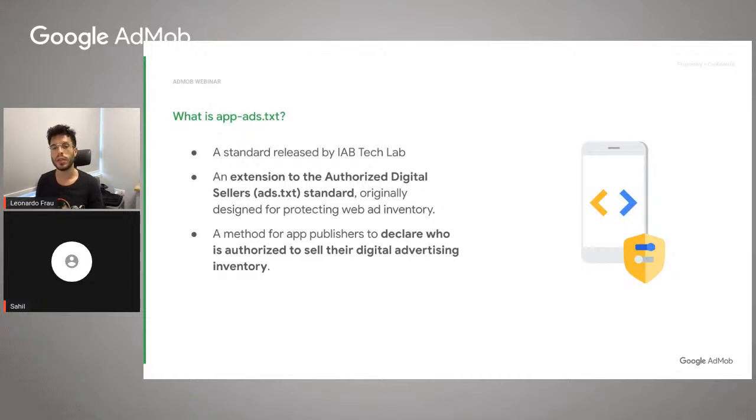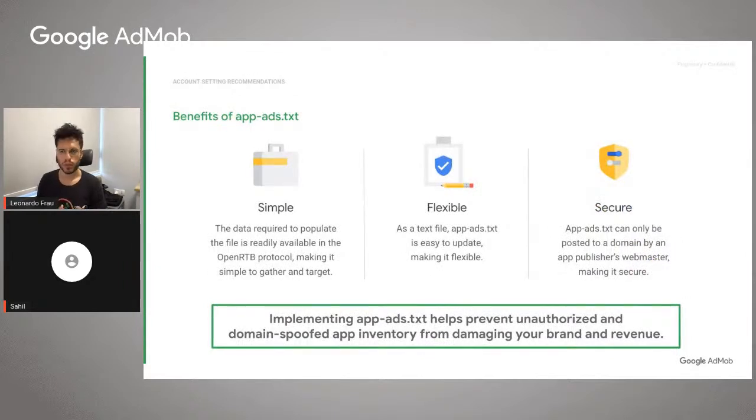Creating an app ads text file gives you more control over who is allowed to sell ads on your app and helps prevent counterfeit inventory from being presented to advertisers. So, which are the benefits of app ads text? First of all, implementing app ads text helps prevent unauthorized and domain spoofed app inventory from damaging your brand and revenue. Secondly, similar to robots text, ads text can only be posted to a domain by an app publisher's webmaster, making it valid and authentic.